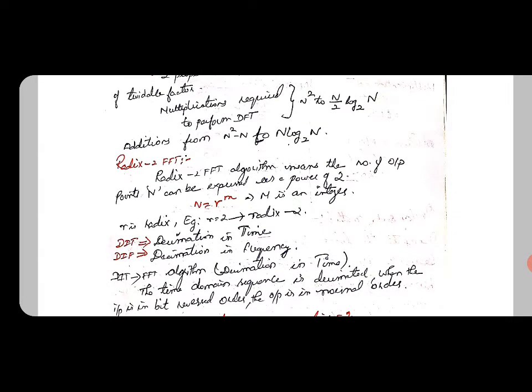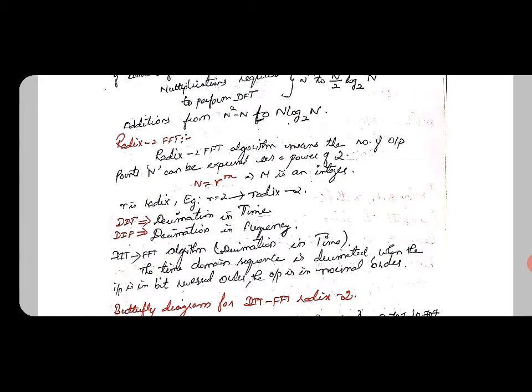We can see about radix 2 FFT. Radix 2 FFT algorithm means the number of output points n can be expressed as a power of 2, that is n is equal to r power m. Here m is an integer, r is a radix. Example, r is equal to 2 means radix will be 2. We need to know about DIT and DIF. DIT means decimation in time, DIF means decimation in frequency.